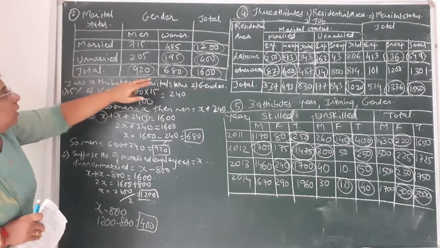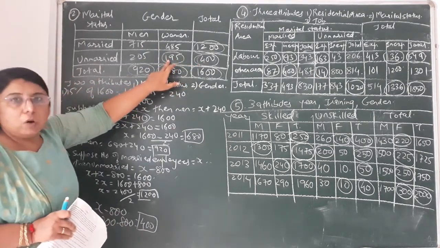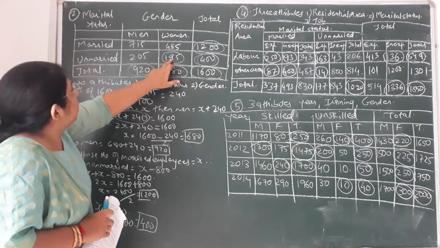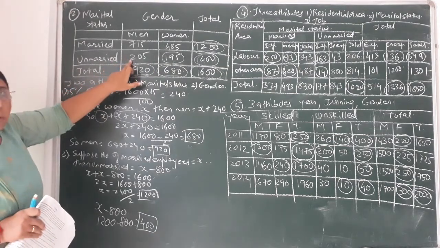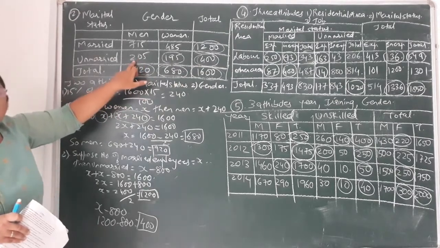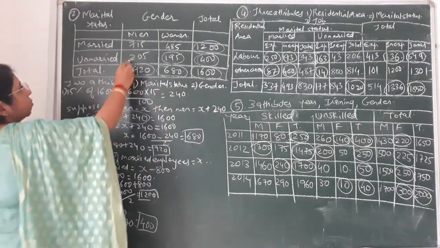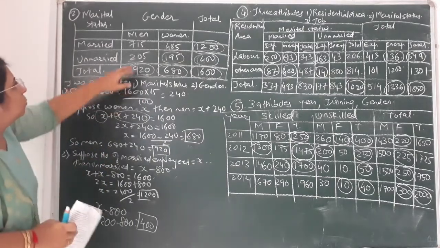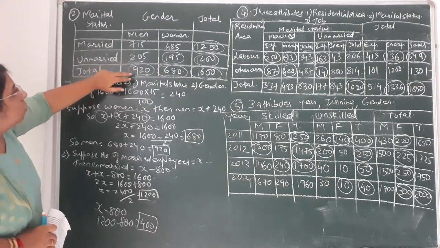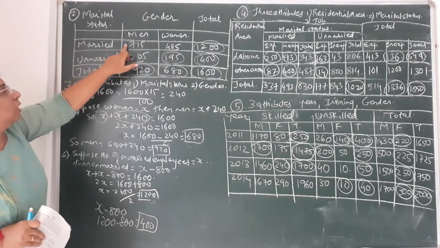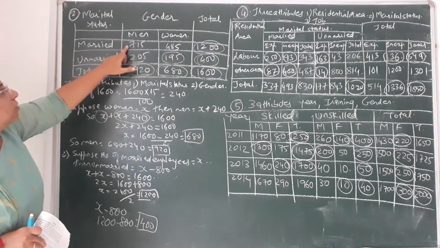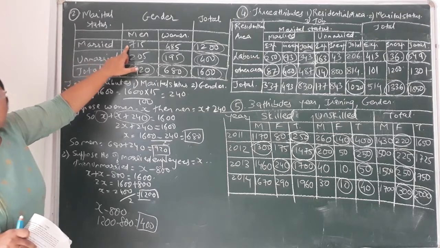In the same way over here, 400 and 195, 2 values you already have. So from the 400 total, you will subtract the unmarried women, that is 195. Then you will get the total unmarried men, that is 205. That is 400 minus 195 is equal to 205. So we have found this value and this value. Now the last value remaining is married men. How to find it out? Now we have got 920 and 205. So 920 minus 205, you will get the number of married men, that is 715.